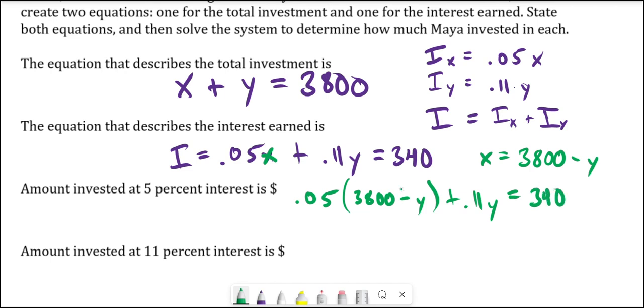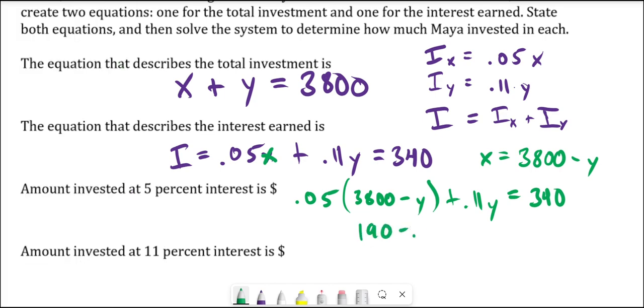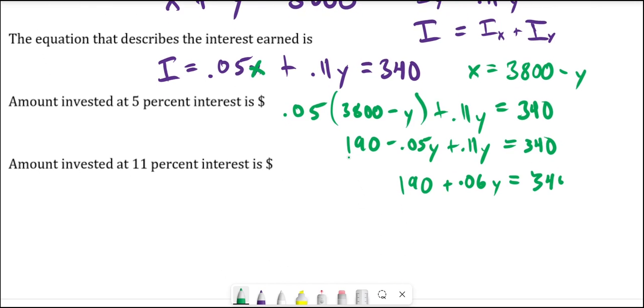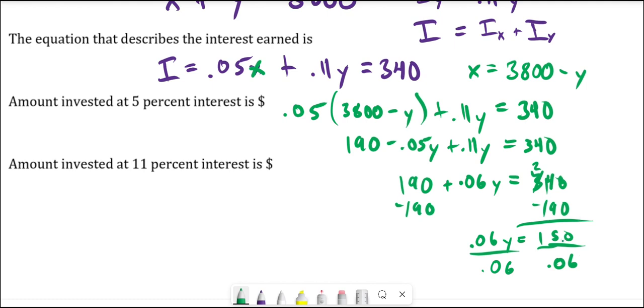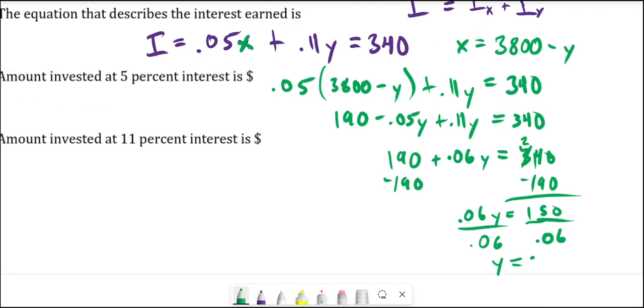Distributing my 0.05, I have 3,800 times 0.05. This gives me 190. So we have 190 minus 0.05y plus 0.11y is equal to 340. Now, minus 0.05y plus 0.11y is 0.06y, equals 340. And 190 out front, how do I get rid of that? I'm going to need to subtract by 190. And borrowing here, we have 150. And that is equal to 0.06y. If I then divide by 0.06, 150 divided by 0.06 gives me 2,500. So this gives me y equals 2,500.